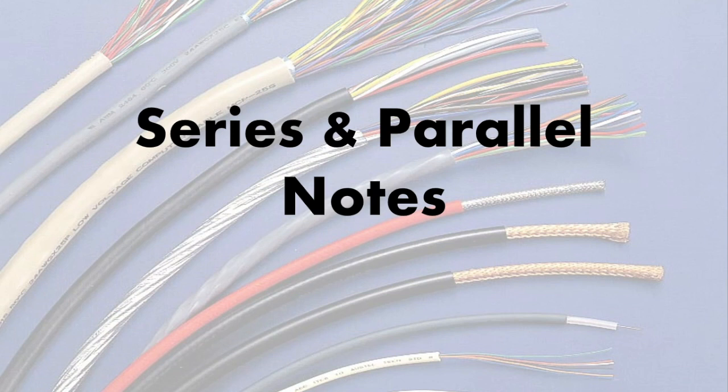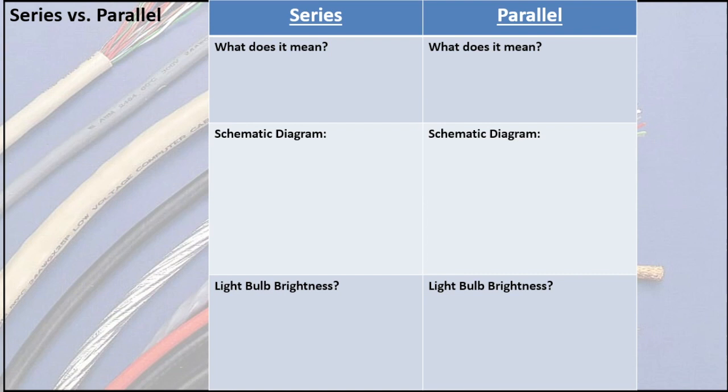Alrighty guys, let's go ahead and get started with our series and parallel notes. These notes are going to talk about the two different types of circuits that we can see. The first one we have up here is series, and we also have parallel. So let's dive into it. We're going to say that series means that the bulbs are going to share one circular path to the battery.